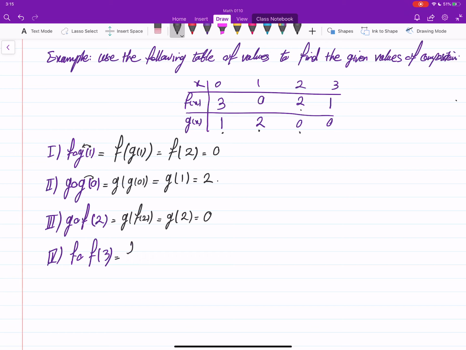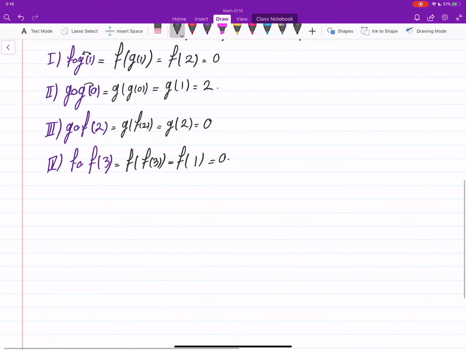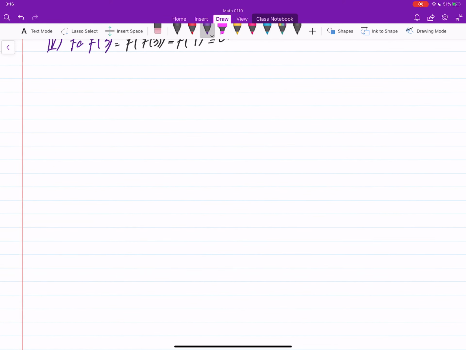How about f∘f at 3? So it is f of f(3), and f at 3 is 1, and f at 1 is 0. So that's how you find the values of the compositions at different points. Well, the point is that this can be done in a more general way.